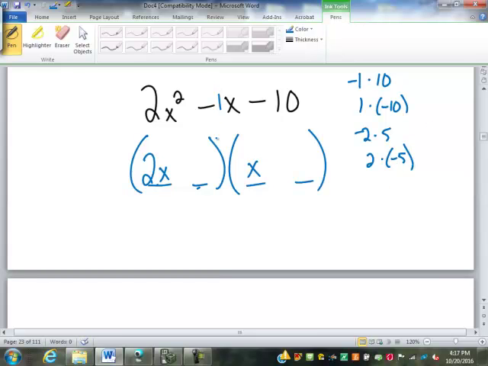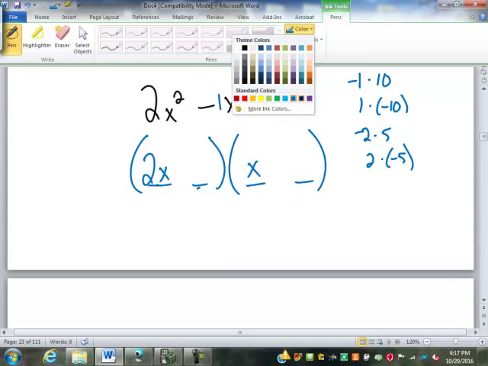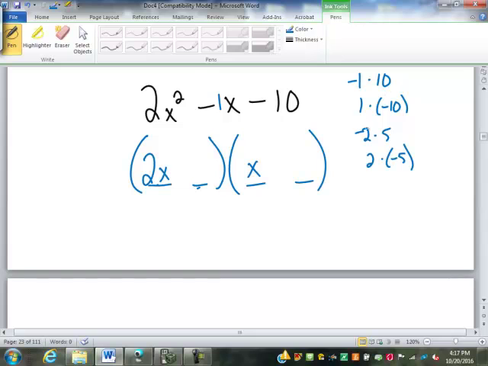The middle number is a negative 1. Okay. Does that make sense? Okay. So now, which one do we want to try first? 5? Okay. Let's do negative 2 and positive 5.